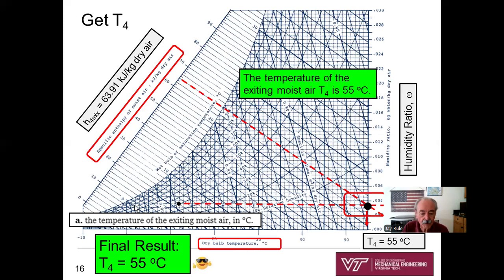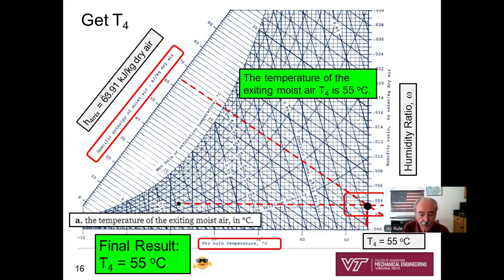Remember that early on in the problem setup, do you remember we said that omega 3 equals omega 4? Okay. And so, well, here's state 3, and I guess I should have labeled this black dot state 3. But do you see that state 4 is going to have to be somewhere along this horizontal line, which is the same omega value? Horizontal line's got to be constant omega, right?